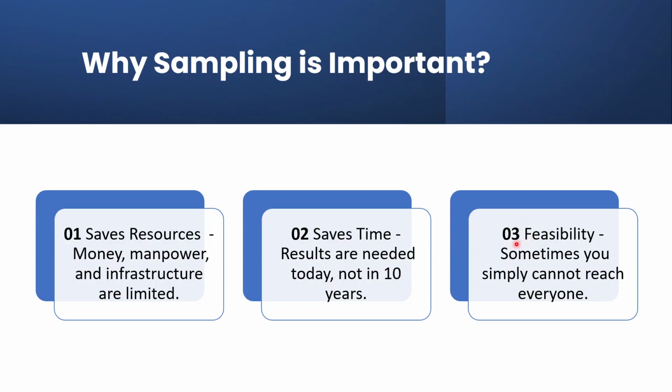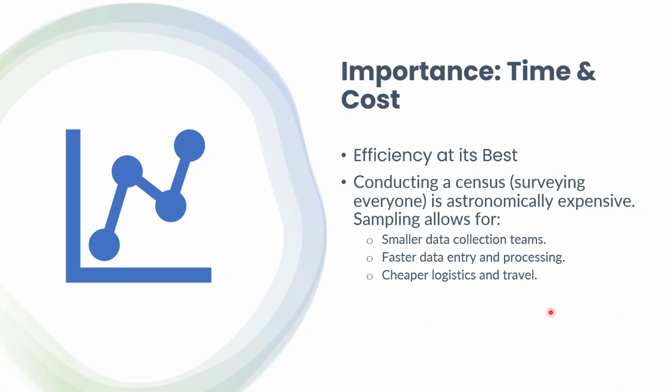The third reason being feasibility. Sometimes you simply cannot reach everyone. Let me say I want to study all the people in our country. So is it feasible or is it possible for me to go to every single person in the country? It is not feasible, it is not possible. So under such situations, I will have to go with sampling.